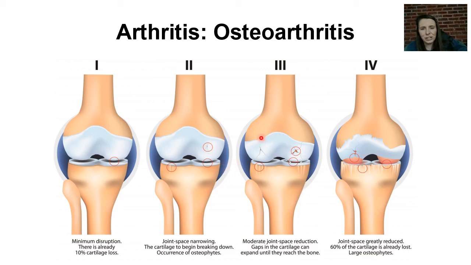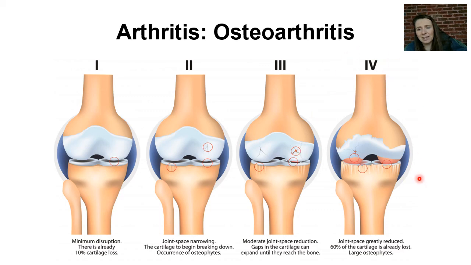Now, as we get to stage 3, there is pretty moderate joint space reduction. So now we can see that the bones are almost touching each other. And the gaps in the cartilage can expand until they reach the bone. So here in stage 2, we started to see the crack, the breakdown of the cartilage, and now the cartilage is breaking down even further and sort of disintegrating until we're reaching the bone.